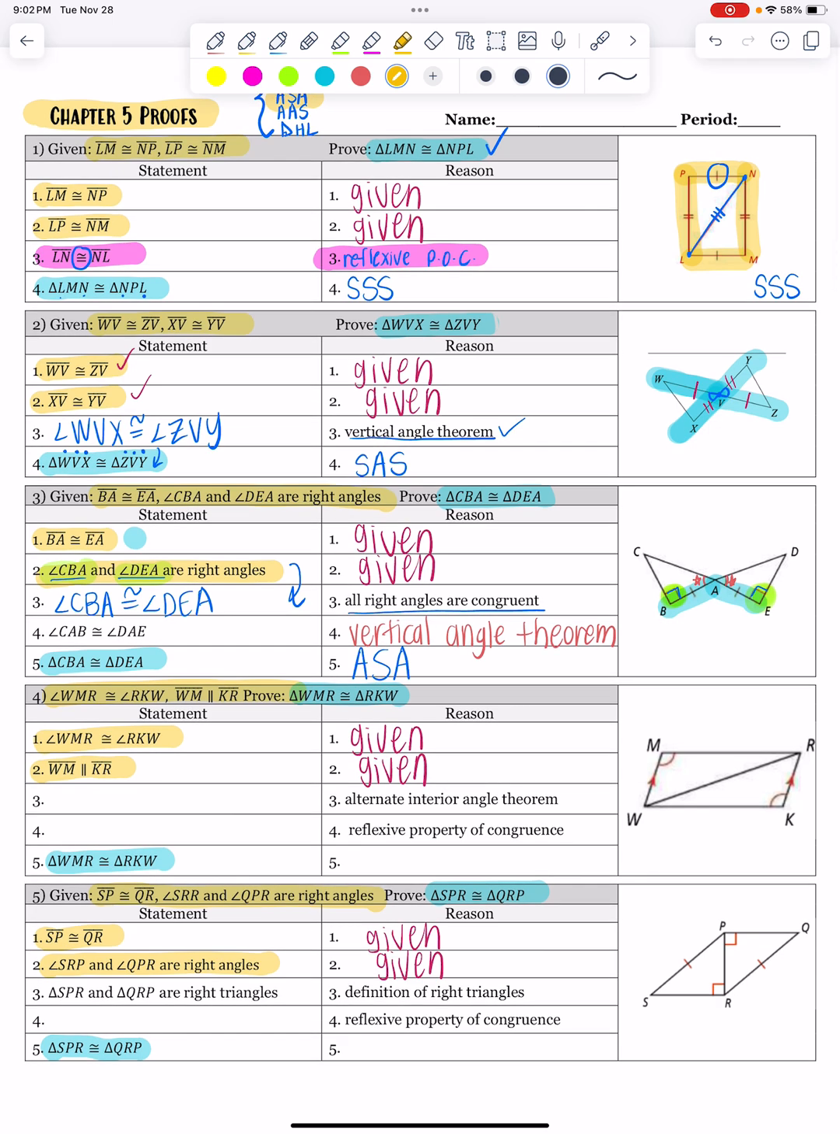Okay, so this very next one, this is interesting. The first thing I noticed is that this does not say right here in the given, let me go a different color.